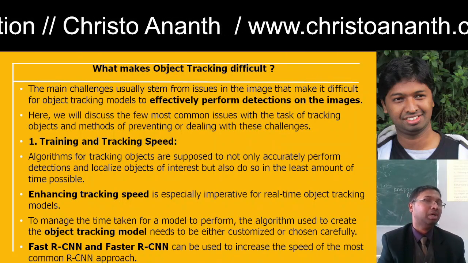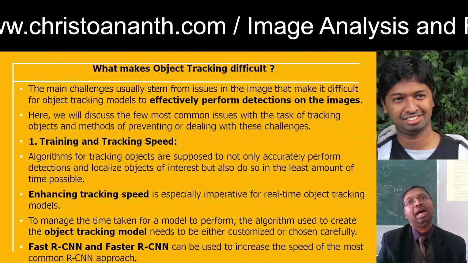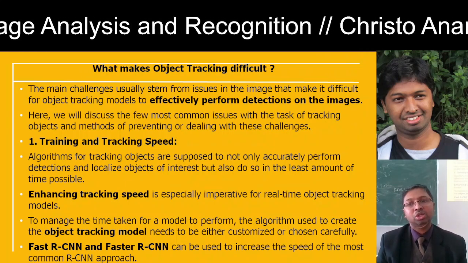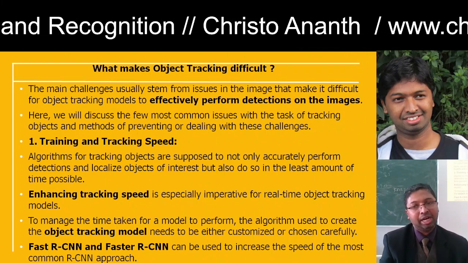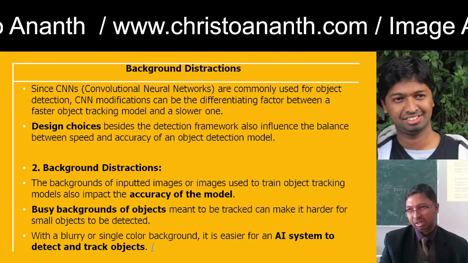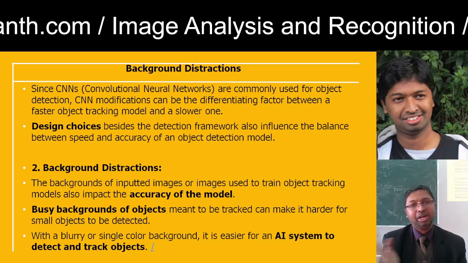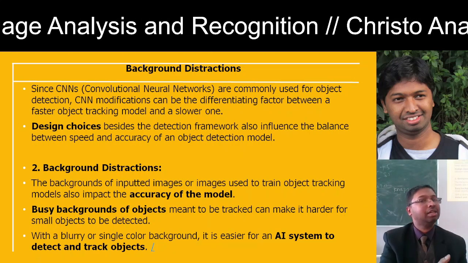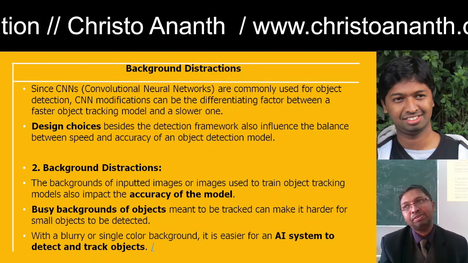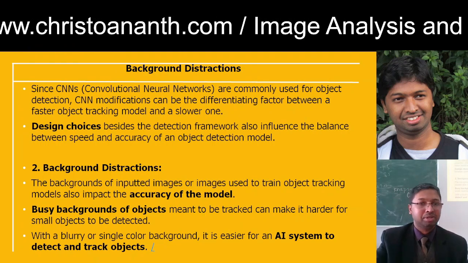For this one, as I discussed two classes before, we can use a Fast RCNN based approach or a Faster RCNN based approach to increase the speed over the common RCNN approach. You can use convolutional neural networks, especially for object detection. There are even convolutional neural network modifications where you have to differentiate between a faster object tracking model and a slower object tracking model. It is all about the difference in design choices, maintaining the balance between speed and accuracy.